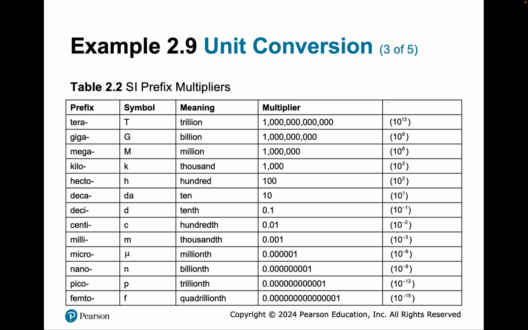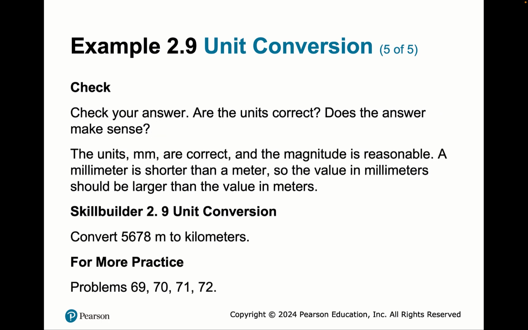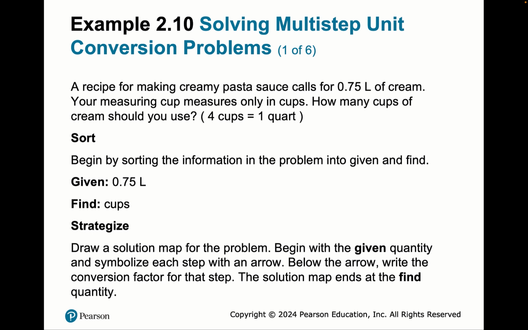I'm not going to show this for each and every problem. This is something you should have available to you, or at least understand, but most people have it available to them. And then we solve. I personally would do 1,000 millimeters per meter, but if you want to do division, that's fine too. And it's 825 millimeters, so that one's a straight easy shot.